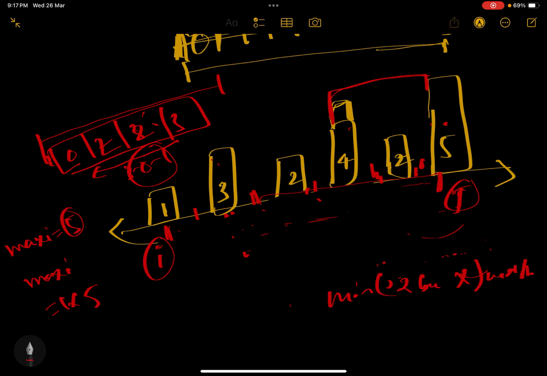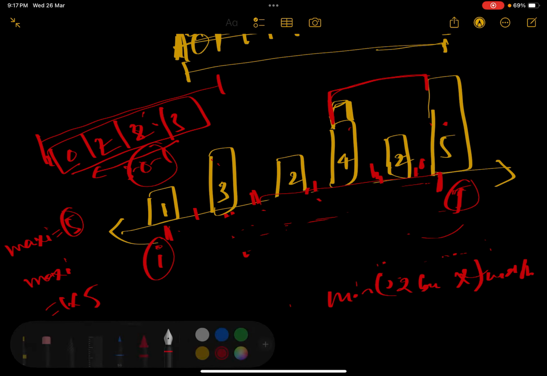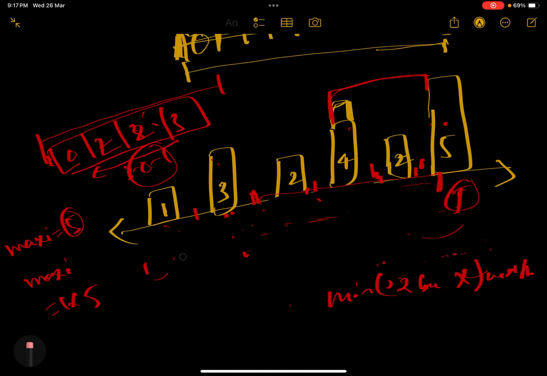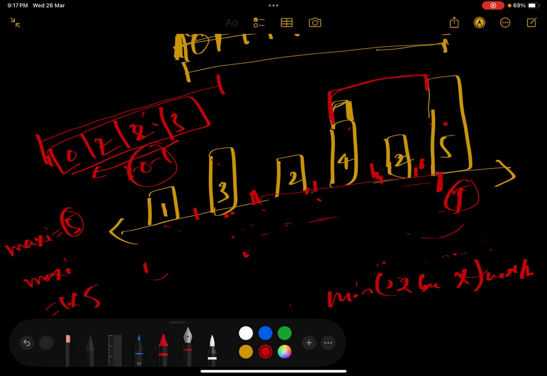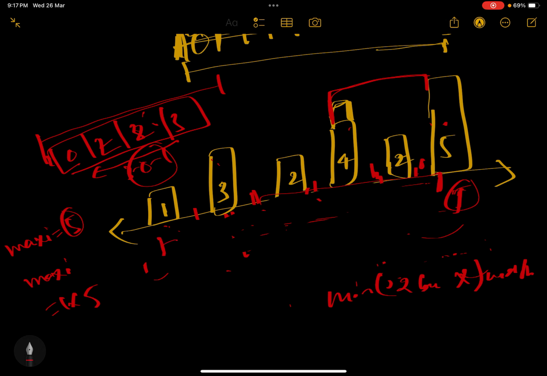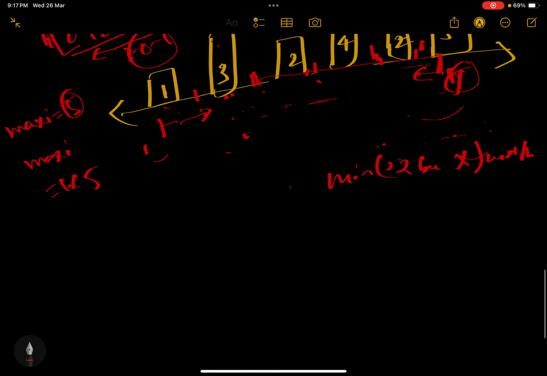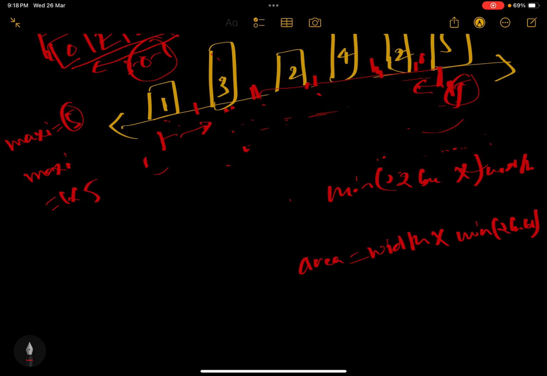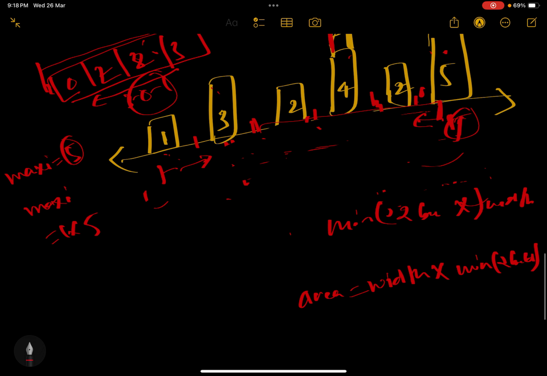Now when I have calculated the area, what do I have to do next? Where do we have to move after finding the area? I have checked for these two boundaries. Now I have to move next, whether to the left or to the right. This is the thing. So the thing I told you, area is width into the minimum of both buildings. Okay, so I have to decrease the width, because I have to move either forward or backward. So you have to decrease your width.